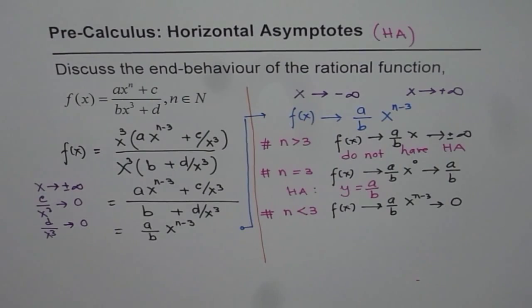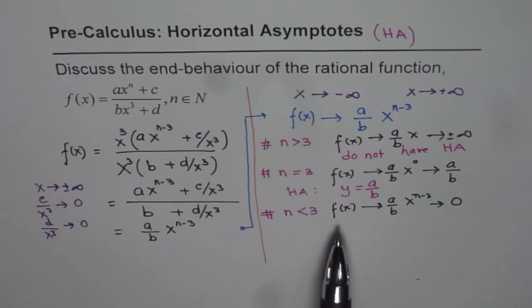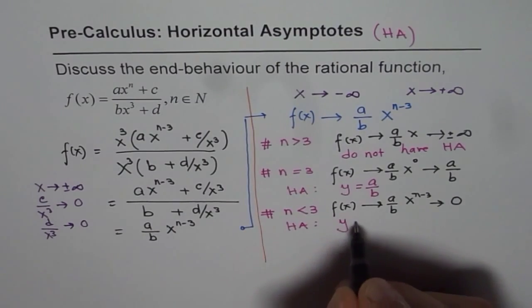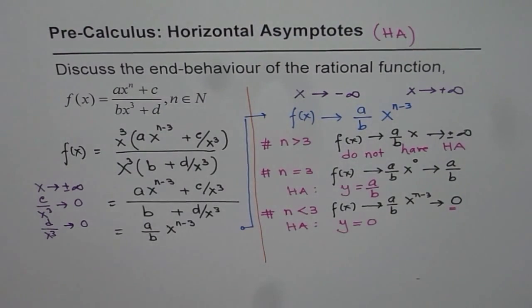So in that case, the value approaches 0, and therefore in this case also we will have a horizontal asymptote, and the equation of the horizontal asymptote is y equals 0 since we are approaching 0. Do you understand that point? And that's the definition of horizontal asymptote. When the x value is approaching positive or negative infinity, if the value of the function approaches a fixed value, then a horizontal asymptote exists, and the line y equals that value is the equation of the horizontal asymptote.